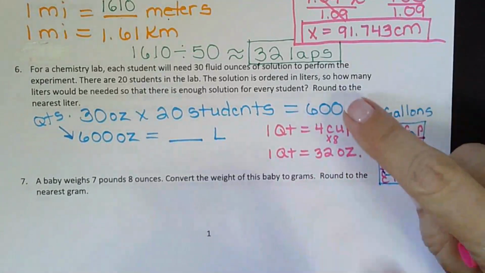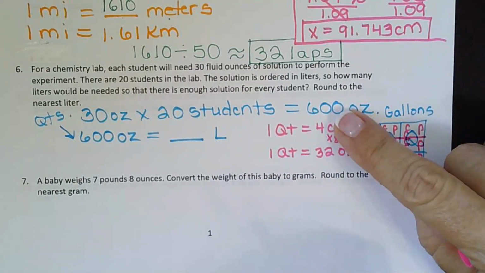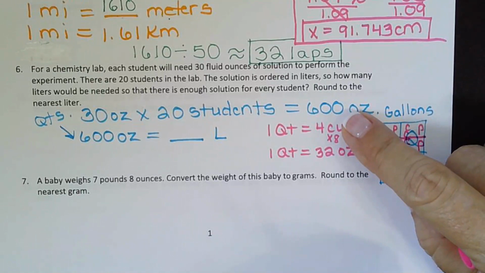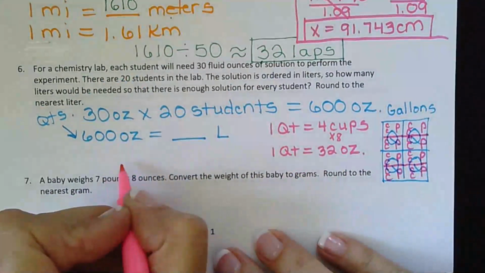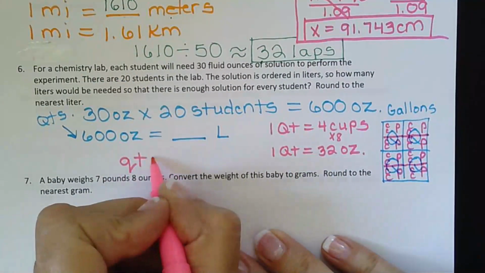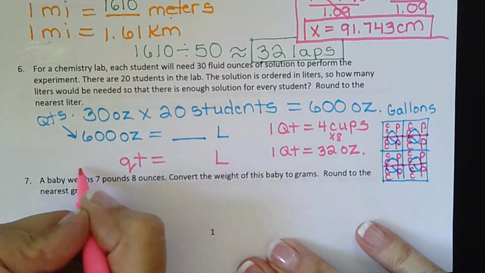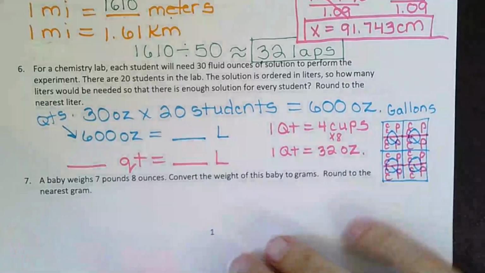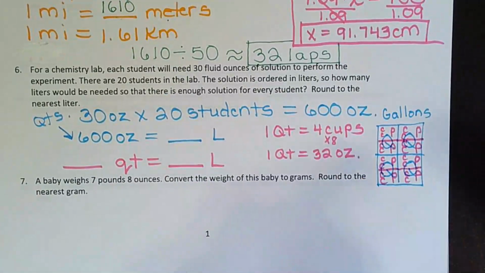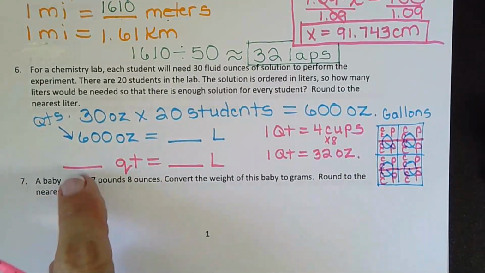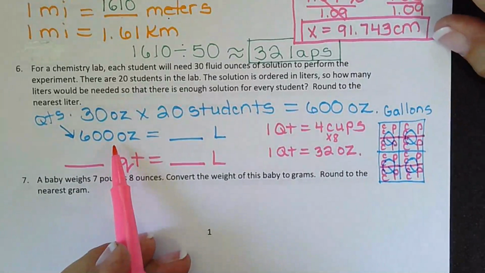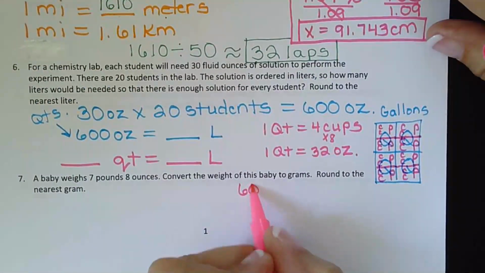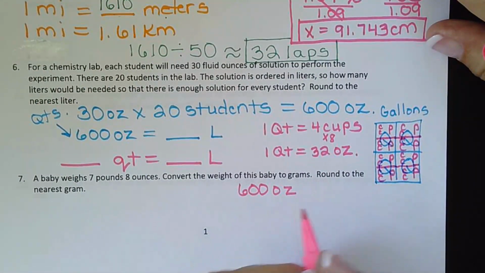So now we have to change this to quarts, because there's not a conversion for this, but there is a conversion for this. So we need to make it look like this, quarts to liters. So our next goal is to convert 600 ounces into how many quarts?